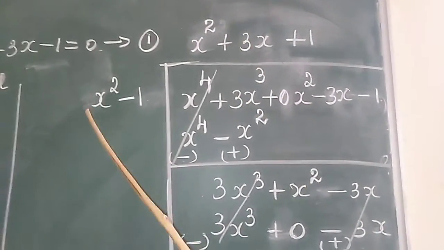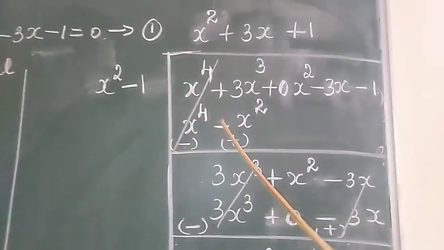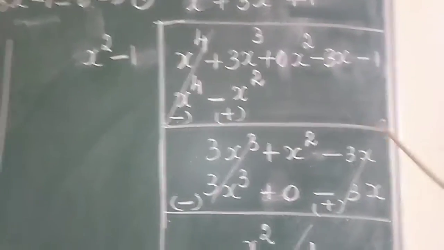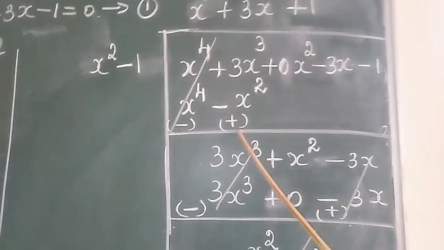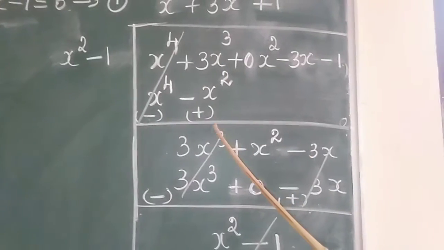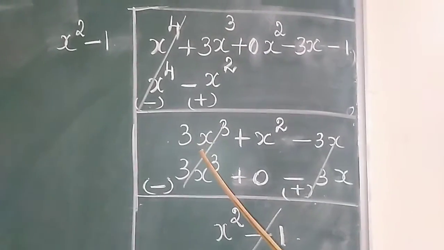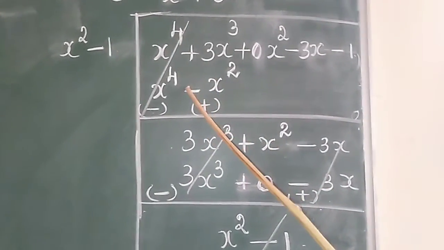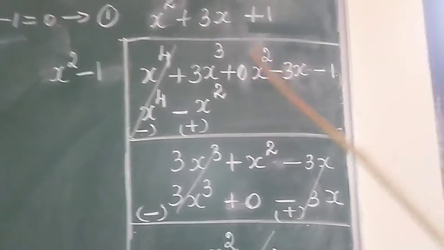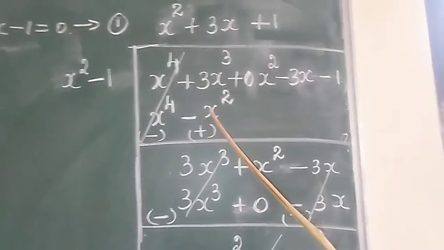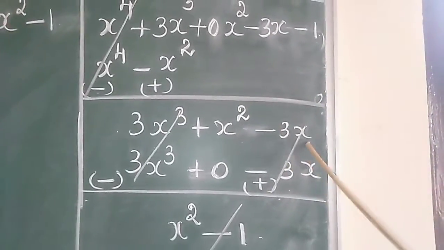So x square into x square will become x power 4 and x square into minus 1 will become minus x square. Now we are changing the sign of these: plus becomes minus, minus becomes plus. Now these two will be cancelled. The remaining is here. Now this 3x cube, we are going to bring it down. Here there is no x cube term, so you can bring it as it is, 3x cube. And here the x square term is 0 and this plus x square will become plus x square, and minus 3x we are bringing down.